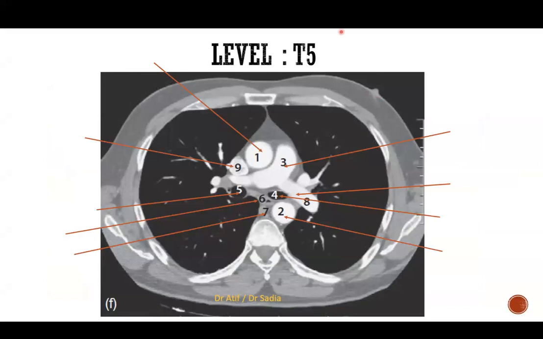Now, this is the level of T5. We went just under the sternal angle. The identifying feature for this level is the inverted Y. Because as soon as you see the inverted Y sign, you know that you're at the level of T5, okay?